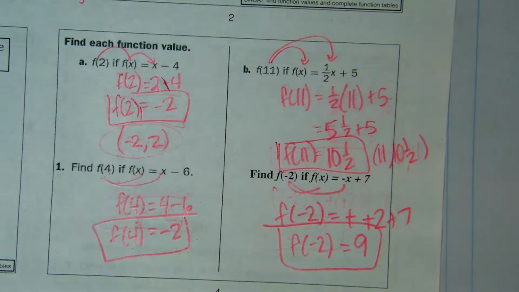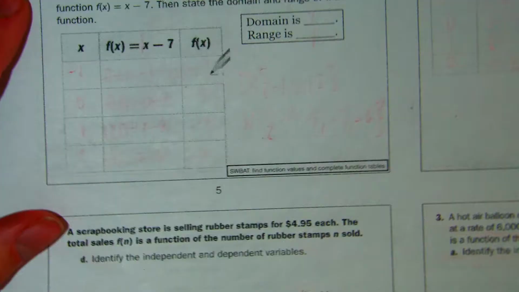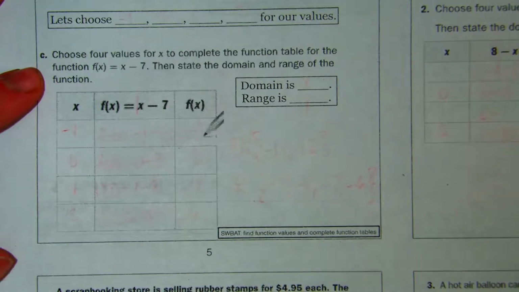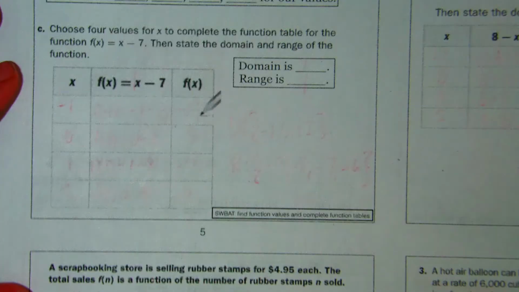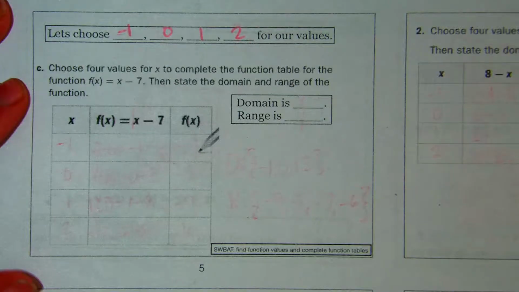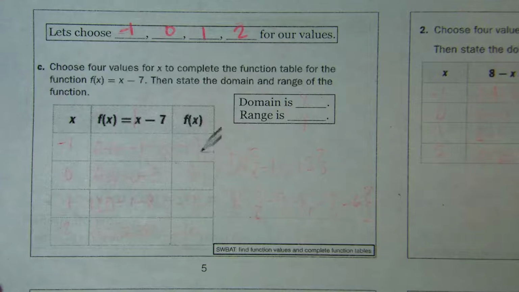All right. When we're using a... what do they call this? An input table, a function table. We're going to choose 4 values. The 4 values that I'd like you to choose are -1, 0, 1, and 2, just so that it's really easy to grade. You could pick anything when you're working on something else, but we're going to work with these because it's easier to grade that way.